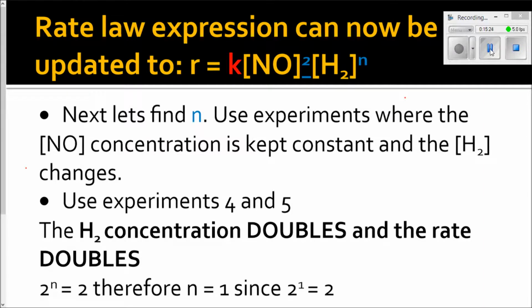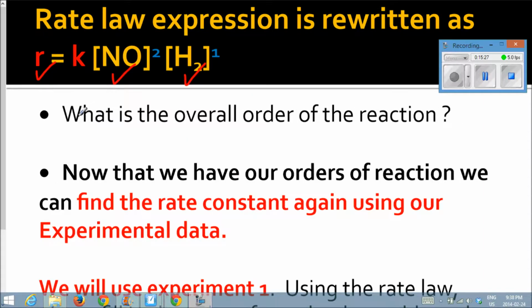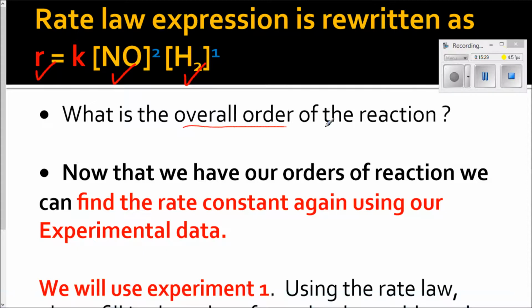So like I said previously, what's the overall order of reaction? What you have to do is just add the individual orders together, 2 plus 1. So the overall order is a third order reaction, okay? 2 plus 1 equals 3. So we haven't solved this yet.